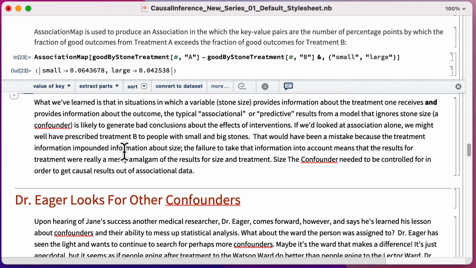Basically, size is acting as a confounder. It's making it appear that treatment B is better, whereas in fact, it might well be the case that treatment A is better, regardless of whether you've got small or big stones. But before we make a final conclusion about that, we need to do a little more work.